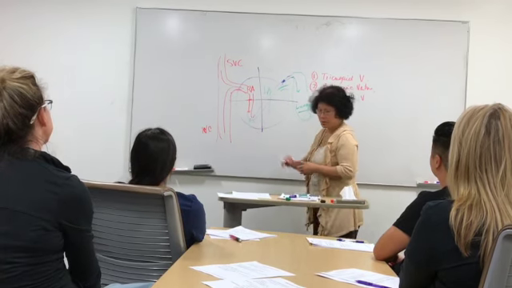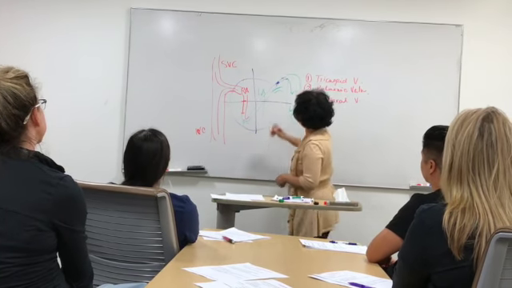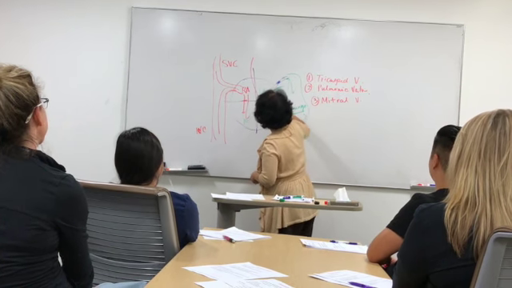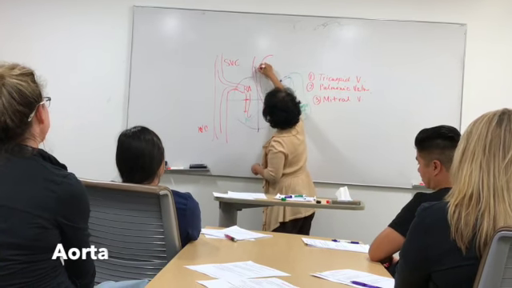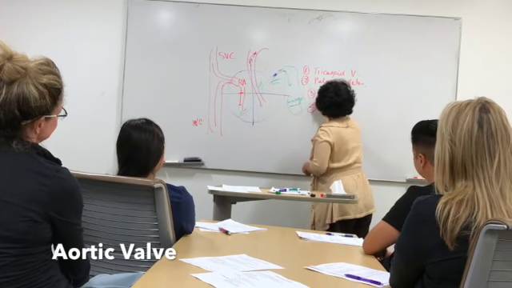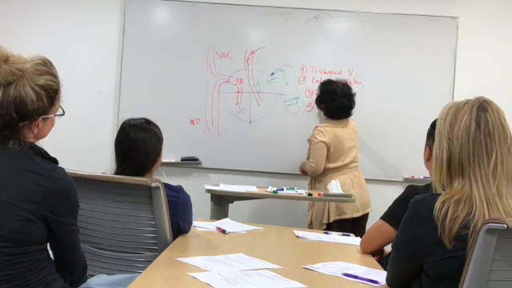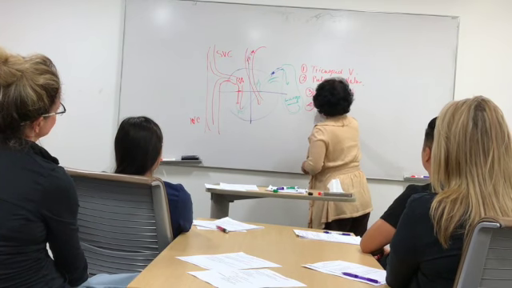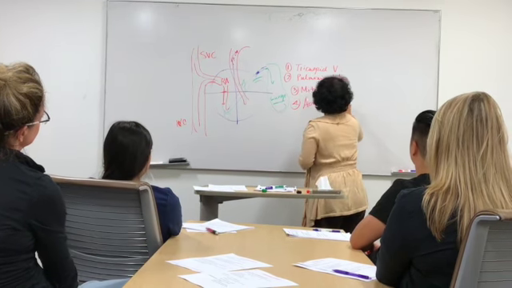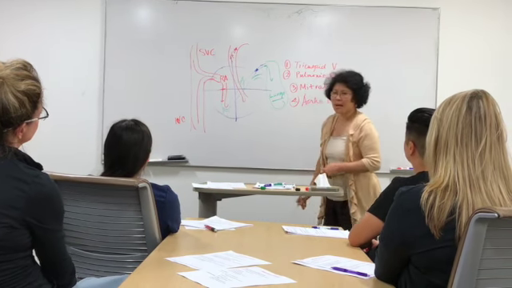And then from here, it goes to where? To the aorta, via the aortic valve. Okay, so these are the four valves.